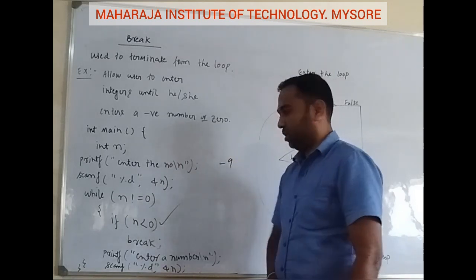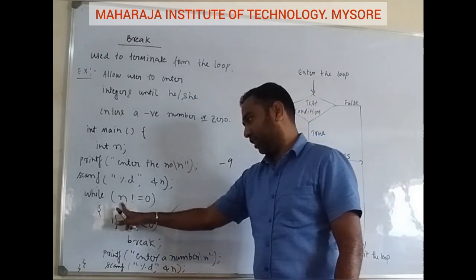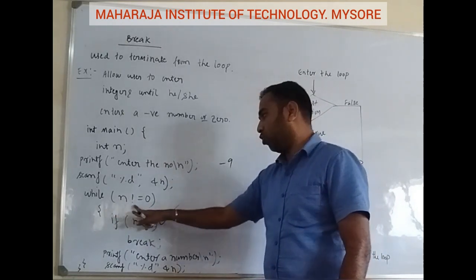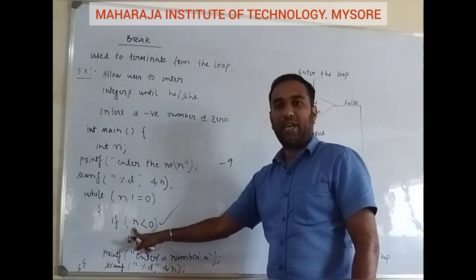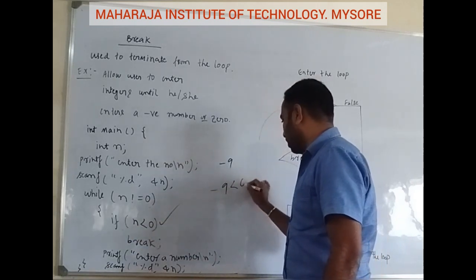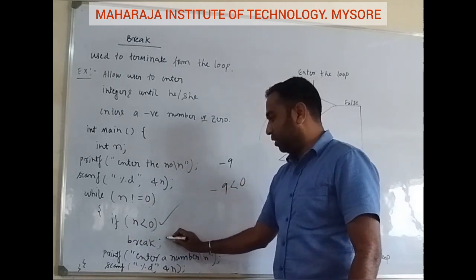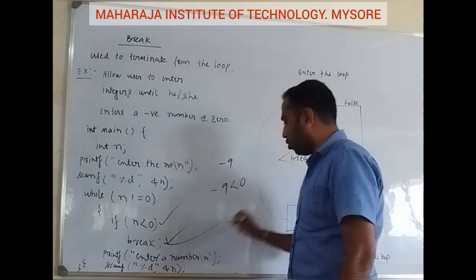minus 9. I'll enter the number minus 9. It checks minus 9 is not equal to 0. Yes. Then it checks minus 9 less than 0. Yes, minus 9 is less than 0. Automatically, this break statement executes. It will come out of the loop.